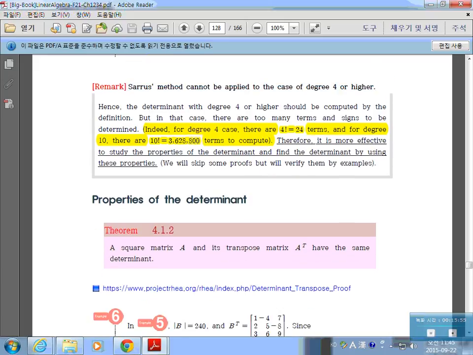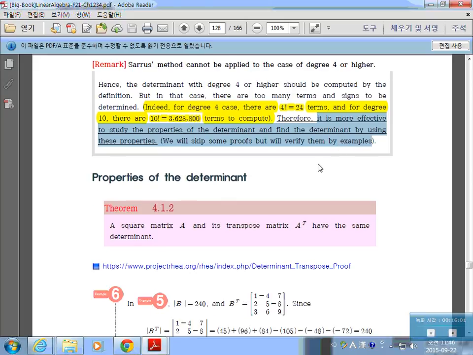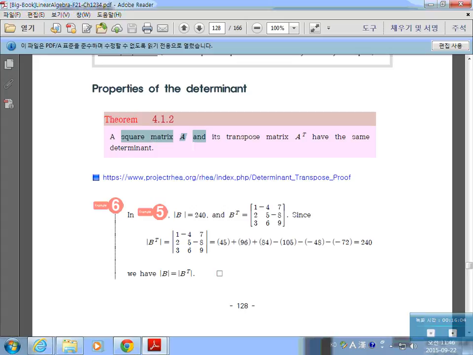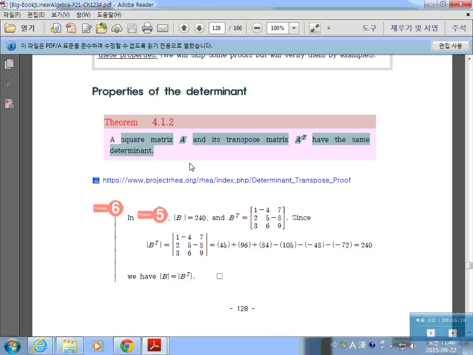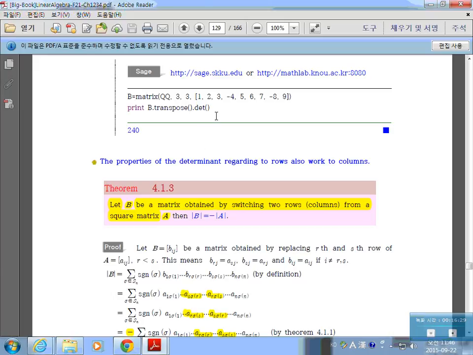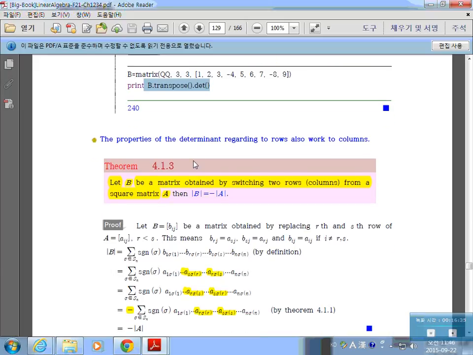So it is more effective to study the properties of the determinant and find the determinant by using these properties. First property: a square matrix and its transpose have the same determinant. It can be easily verified from the definition of the determinant, which can be found here. For example, for the given matrix B, the determinant of B is 240 and the determinant of B transpose is also 240. This works for any matrix.